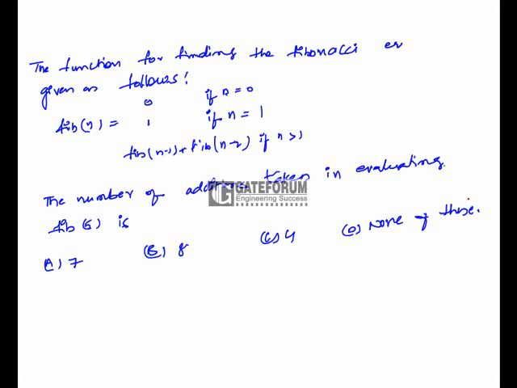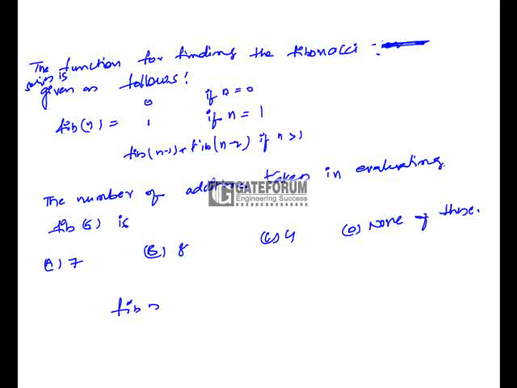The function for finding the Fibonacci series. Let me write here. The function for finding the Fibonacci series is given as follows. Fibonacci of n is equal to 0 if n is equal to 0. Fibonacci of n is equal to 1 if n is equal to 1. And it is equal to Fibonacci of n minus 1 plus Fibonacci of n minus 2 if n is greater than 1. The question is the number of additions taken in evaluating Fibonacci of 5.